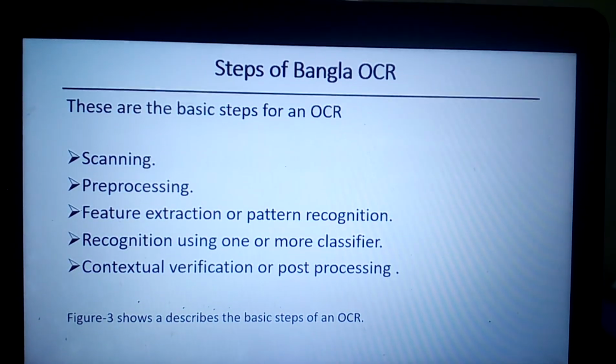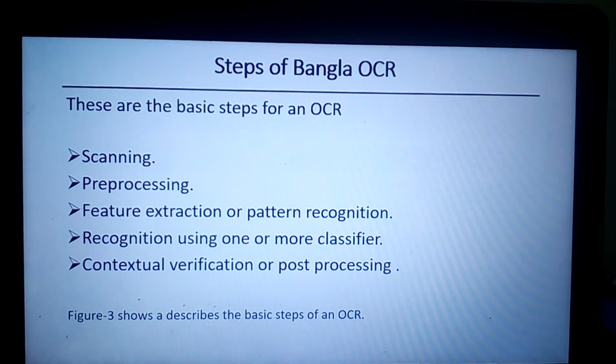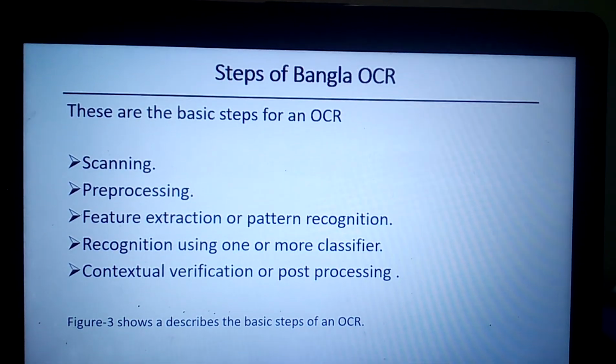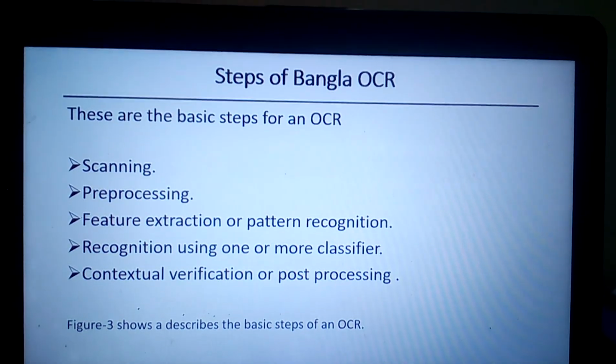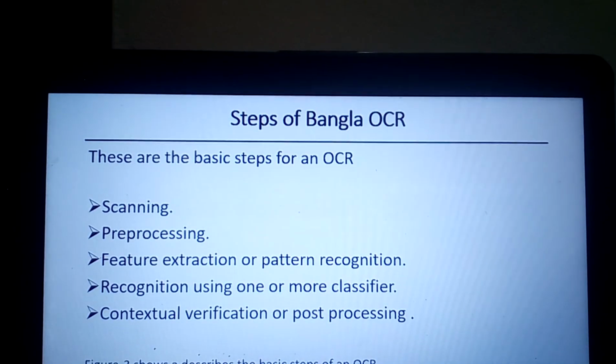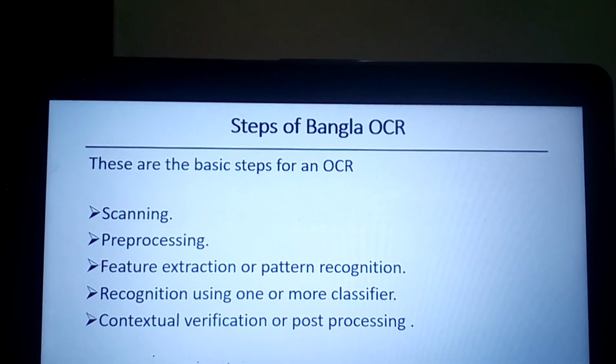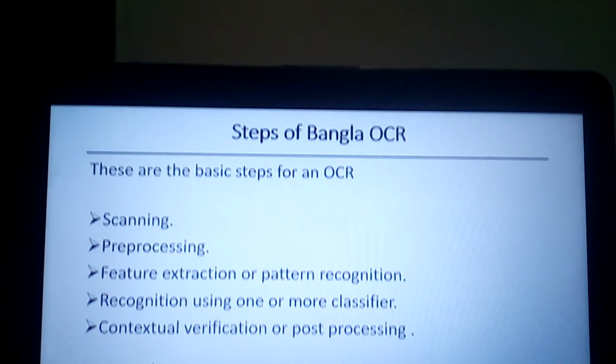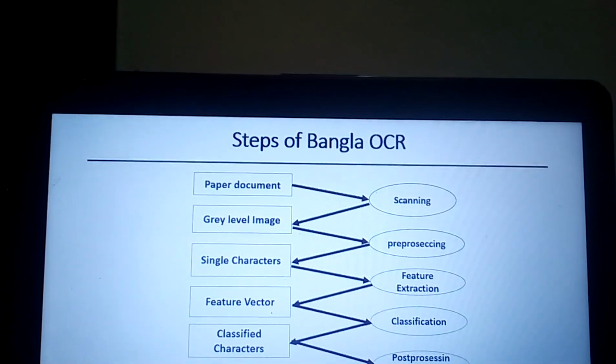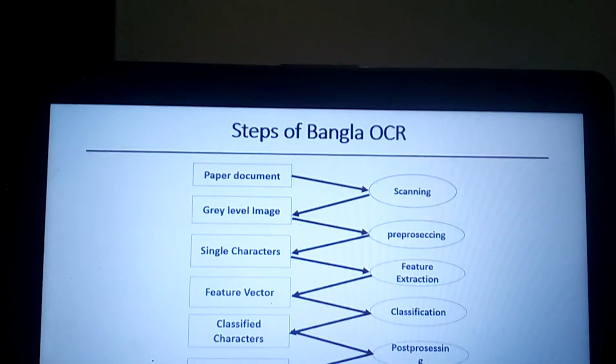So OCR can be developed for different purposes and for different languages, but these are the basic steps for developing an OCR: scanning, pre-processing, feature extraction, and pattern recognition using one or more classifiers, contextual verification, post-processing. This figure shows the basic steps of an OCR.